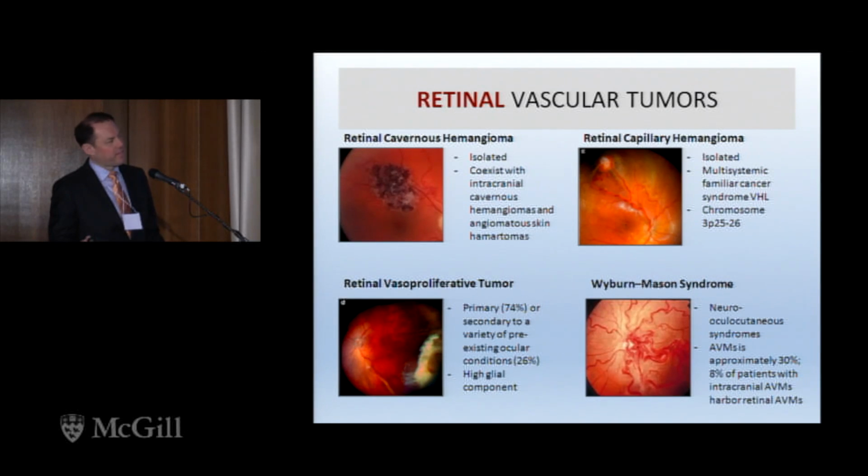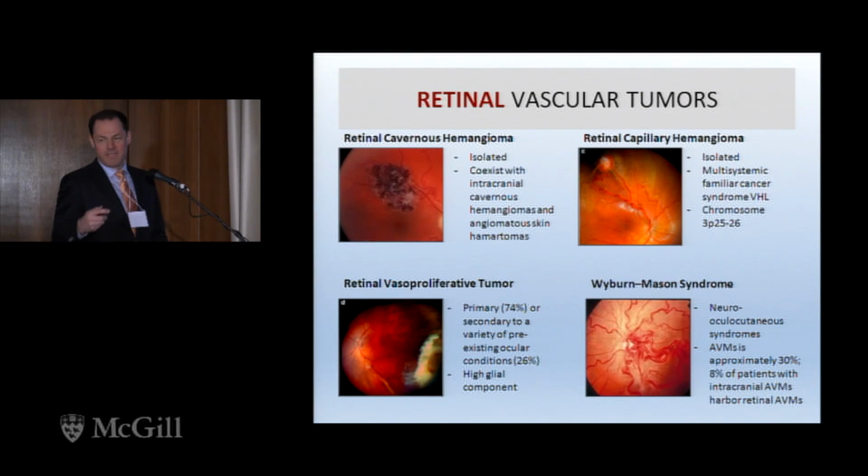So looking at the retinal vascular tumors, a lot of you are familiar with this, and I won't go into great detail, but we have retinal cavernous hemangiomas. This is that classic cluster of grapes type of tumor, which can be isolated and at other times associated with cavernous hemangiomas in other parts of the body, whether it be in the CNS or on the liver. Retinal capillary hemangiomas as well can be isolated, but we're more familiar with them with their association with von Hippel-Lindau syndrome, which is an autosomal dominant disorder.